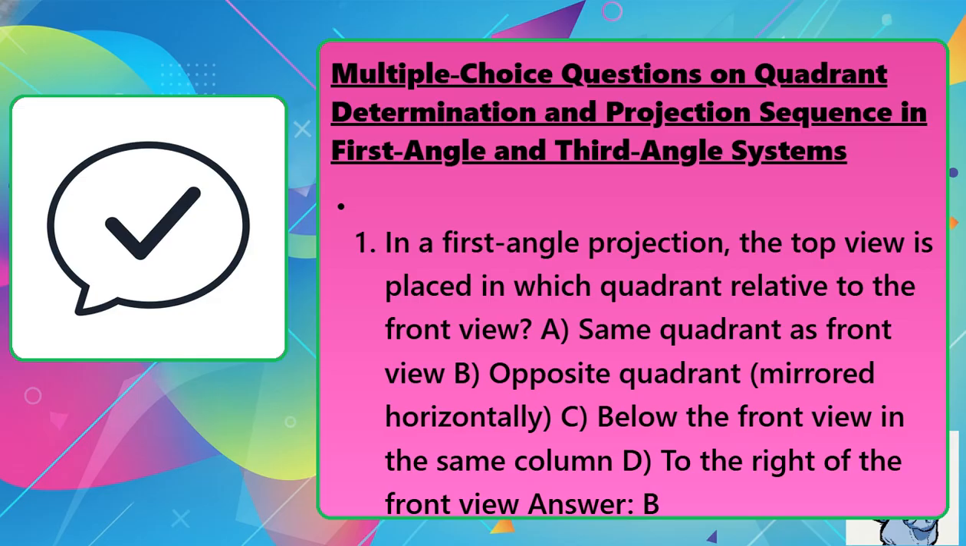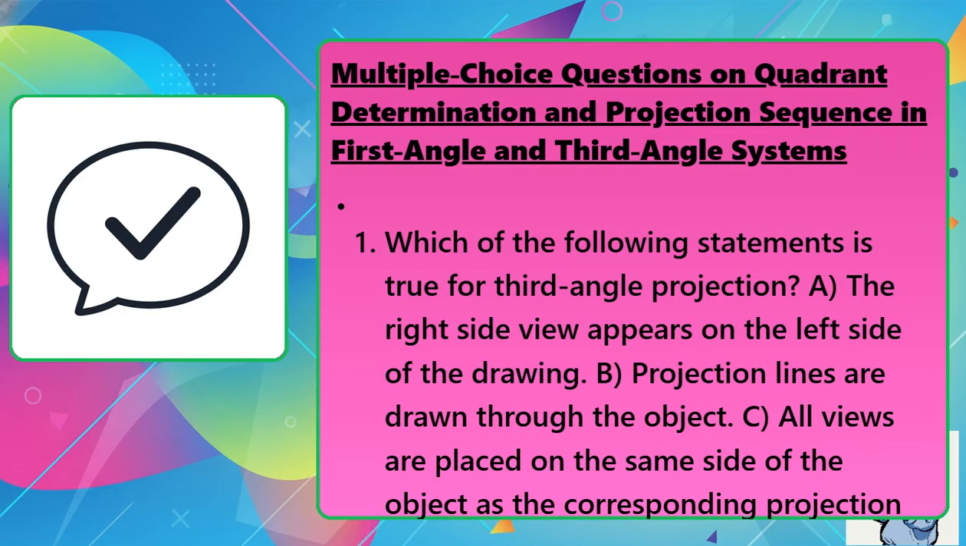Answer: B. 2. Which of the following statements is true for third angle projection? Option A, the right side view appears on the left side of the drawing. Option B, projection lines are drawn through the object. Option C, all views are placed on the same side of the object as the corresponding projection plane. Option D, the top view is always inverted.